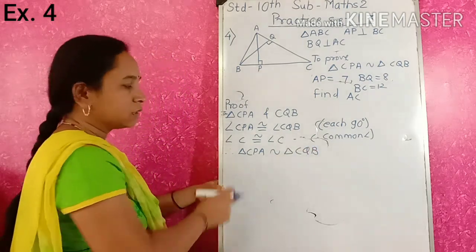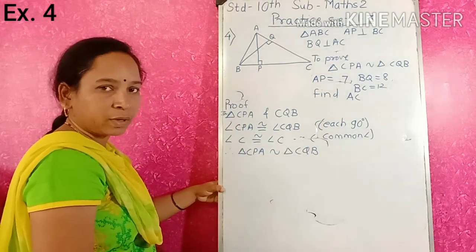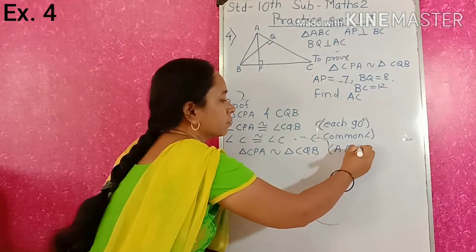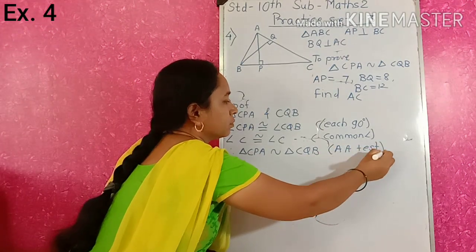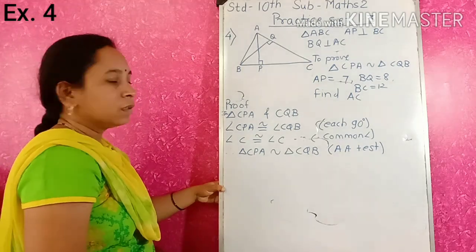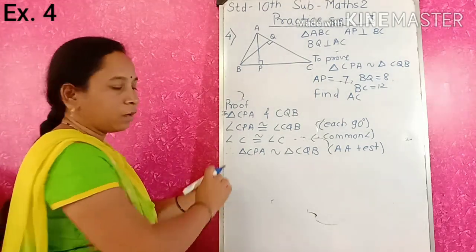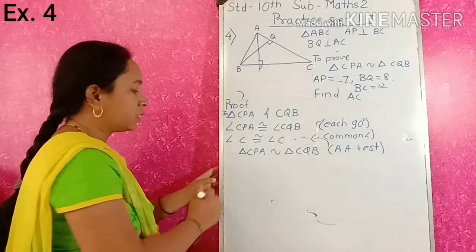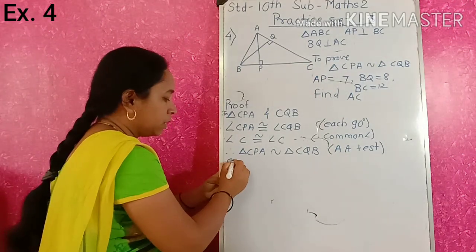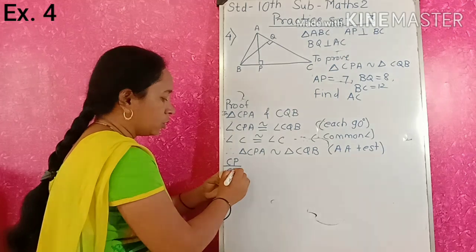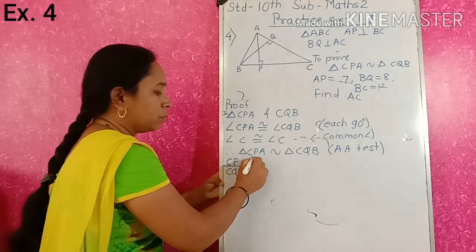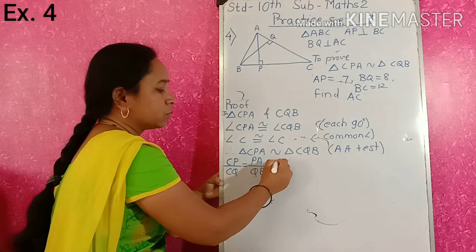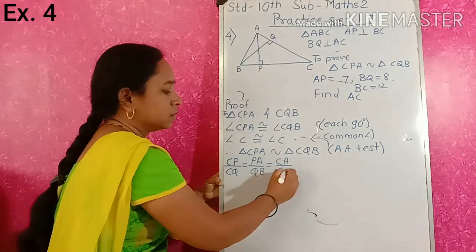What is the reason for this? Two angles I have shown that these two angles are congruent. That means by AA test, these two triangles I have shown now, it is similar. If these two triangles are similar, so their corresponding sides are in proportion. Means CP upon CQ is equal to PA upon QB is equal to CA upon CB.